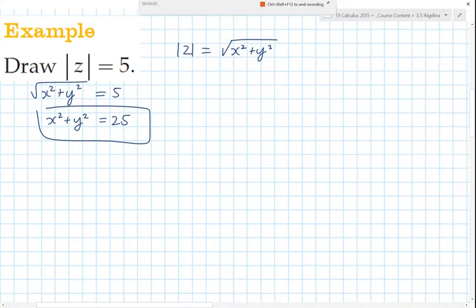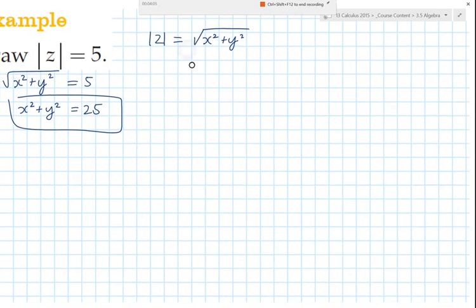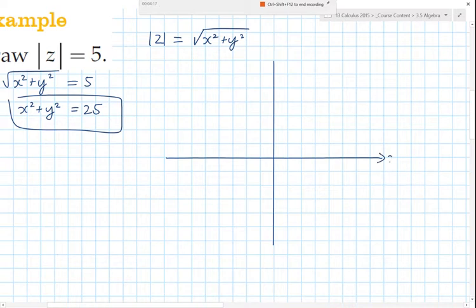And so we'll draw up the axes for this. And y, but I should be writing it in terms of real and imaginary. 1, 2, 3, 4, 5, 6. 1, 2, 3, 4, 5, 6.